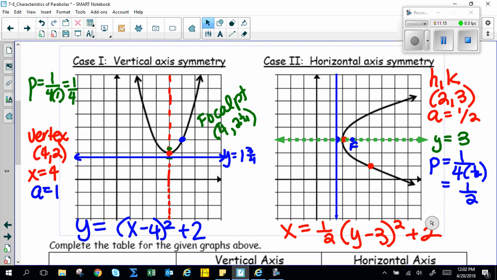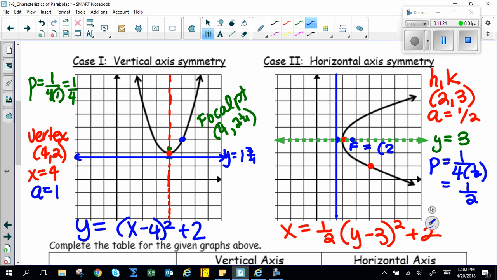My focal point equals 2.5, 3. Because I went a half a unit to the right. Right? This is the distance. I started here at an x value of 2, and I added a half, so now I'm at 2.5, 3.